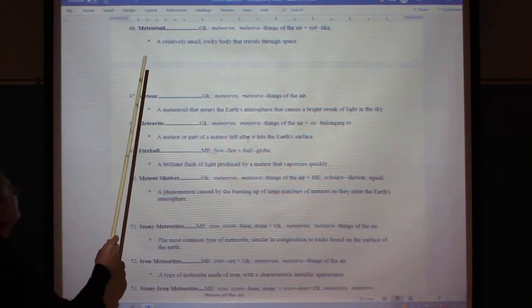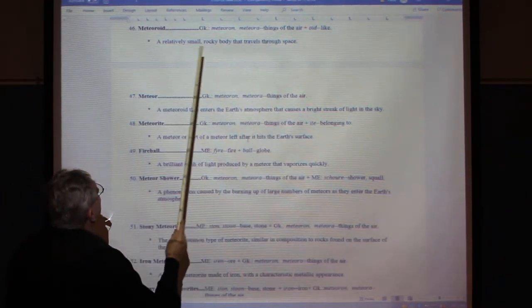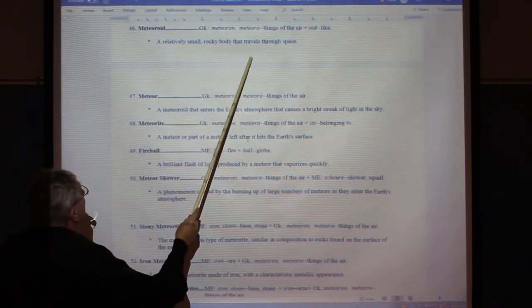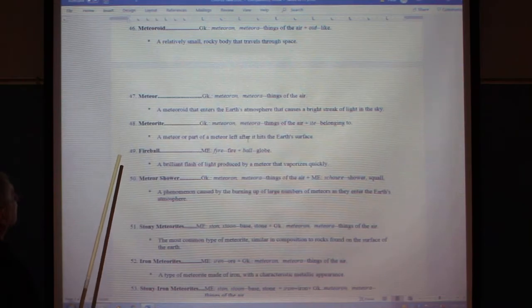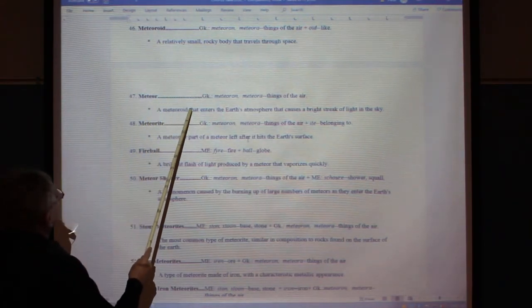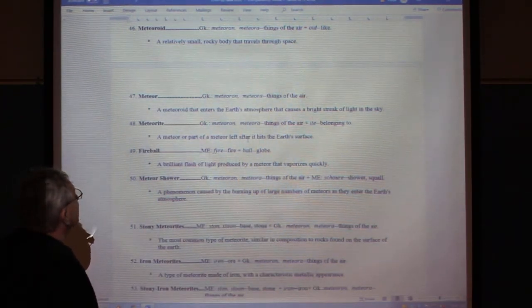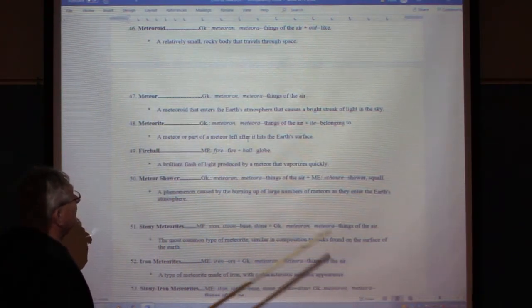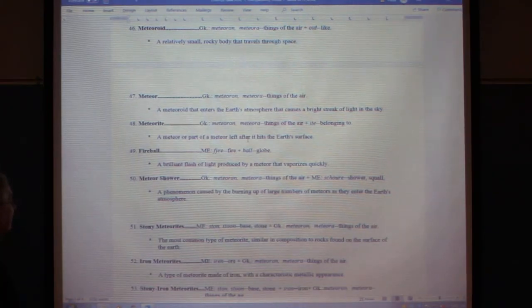These are most important. The first one is 46, a meteoroid, meteor, things of the air, and oid-like, a relatively small rocky body that travels through space. Then what happens? Sometimes they become a meteor. Don't get these words mixed up. Meteor, meteorite. Okay? A meteor is a meteoroid that enters the Earth's atmosphere and causes a bright streak of light in the sky. Sometimes you call them shooting stars. Whereas a meteorite, we change the name, is a meteor or part of a meteor left after it hits the Earth. All right. So you have meteor and meteorite. Meteor is the streak you see. The meteorite is what hits the Earth.